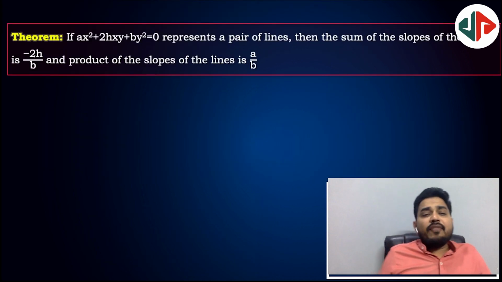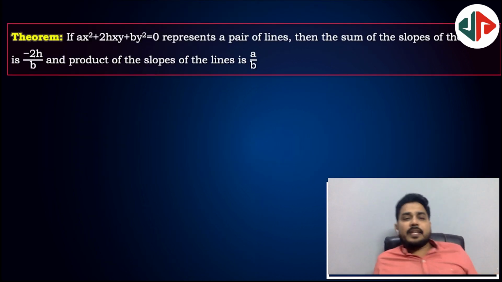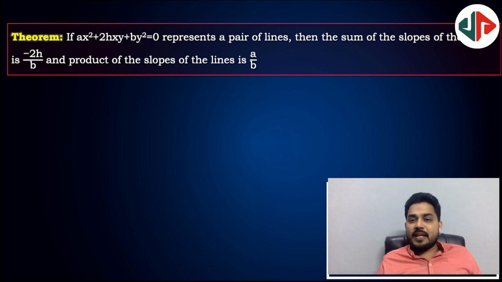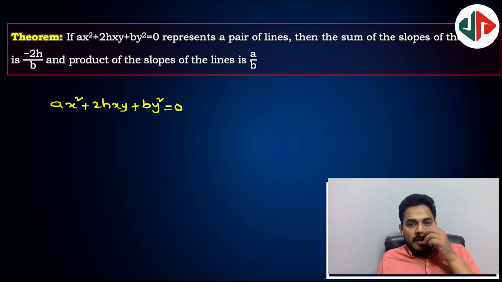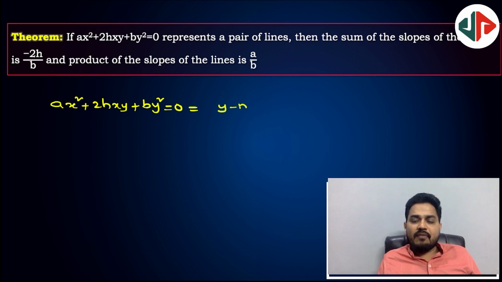Next, if ax square plus 2hxy plus by square is equal to 0 represents a pair of lines, the sum of the slopes is minus 2h by b and the product of the slopes is a by b. So what you write is ax square plus 2hxy plus by square is equal to 0. I will be writing this one as y minus m1x into y minus m2x.